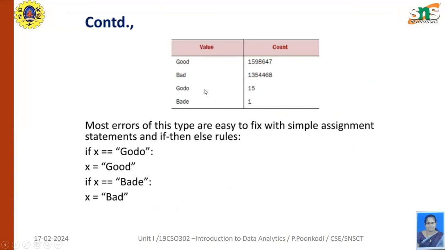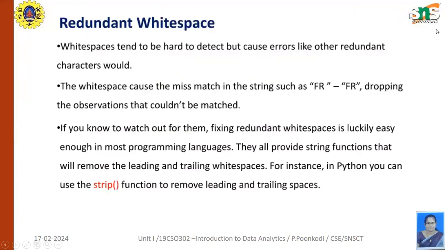Then the same thing, the good and bad value count. Okay. If it is given as GODO, it could be replaced with good. Then BADE could be replaced with BAD. Okay, that is given only as an example. Then redundant white spaces. Redundant white spaces are hard to detect, but they cause errors like other redundant characters would. White spaces like FR space FR. Okay, this may drop the observation, as it could not be matched.